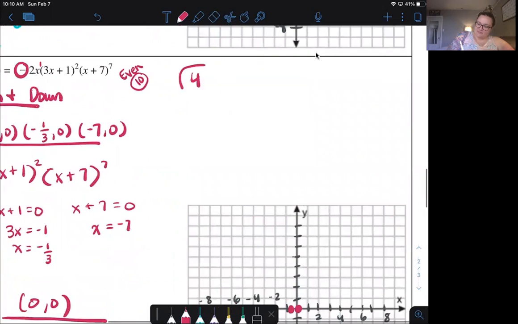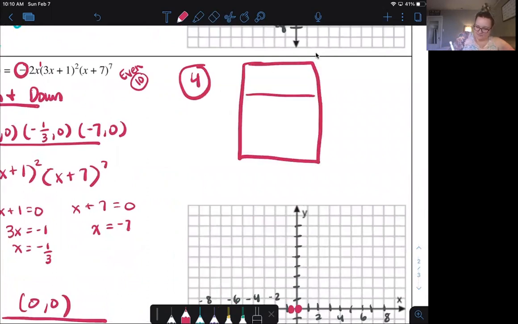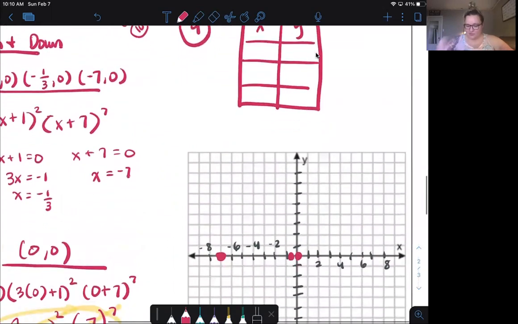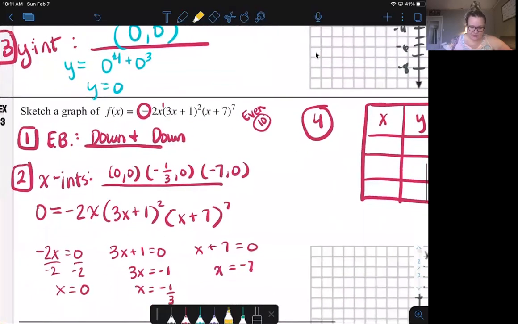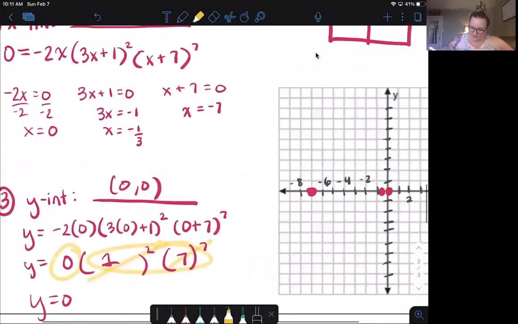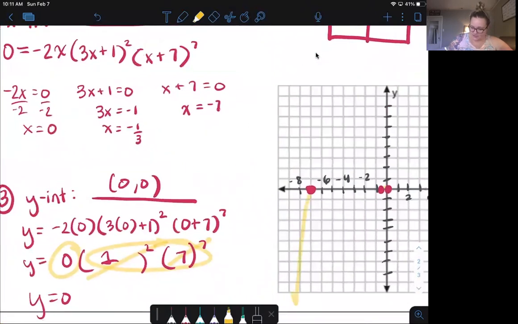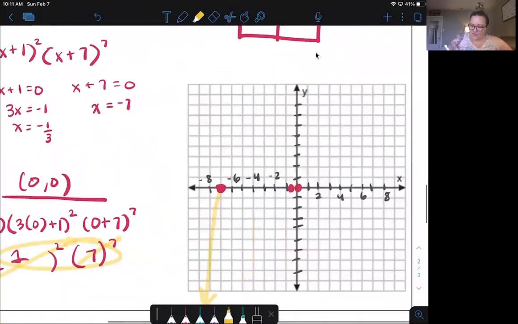Now for the last step, we need to find some extra points. So let's see what we should use. Well, to be honest, between 0 and negative 1/3, we're just going to sketch it in to connect them. We already know our end behavior, so to the far left, we're going down. So after the far left x-intercept, we're headed down. And to the far right, we're also headed down.